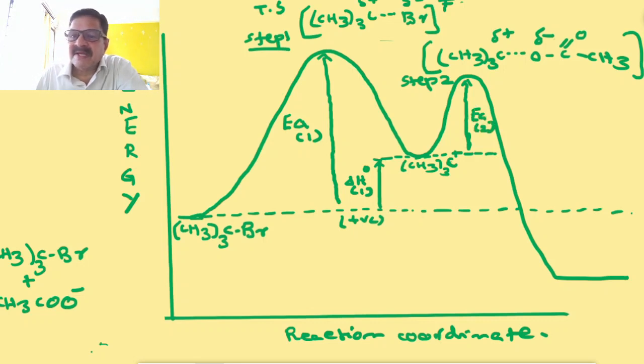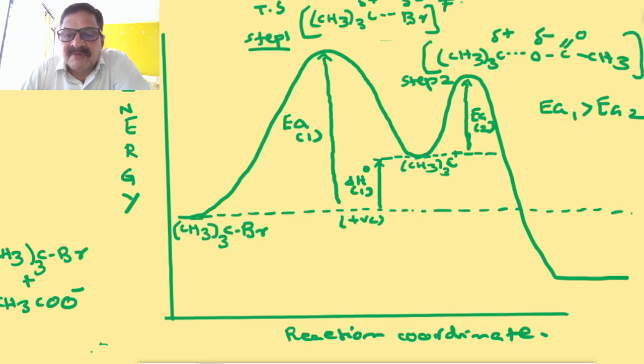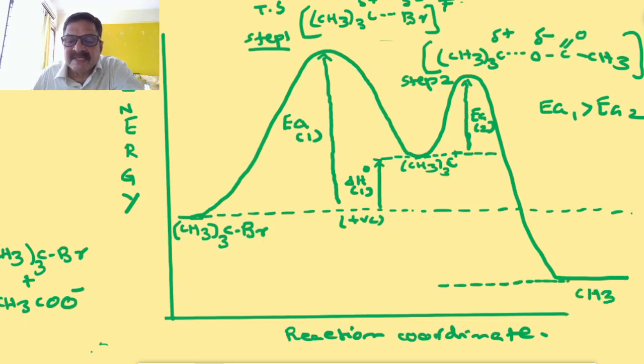Now we have EA1 greater than EA2 because in the first step bond breaking is involved, and in the second step bond formation is involved. Therefore EA1 is greater than EA2. Now this is the product line, which represents the product here. So the product will be (CH3)3C, then we have a new bond with O formed, then we have CO, CH3. Correct. So this is the energy level of the product here.